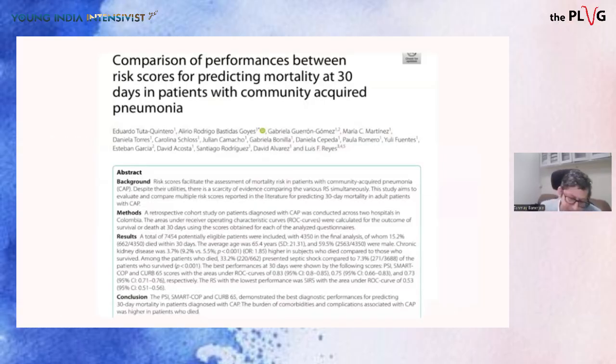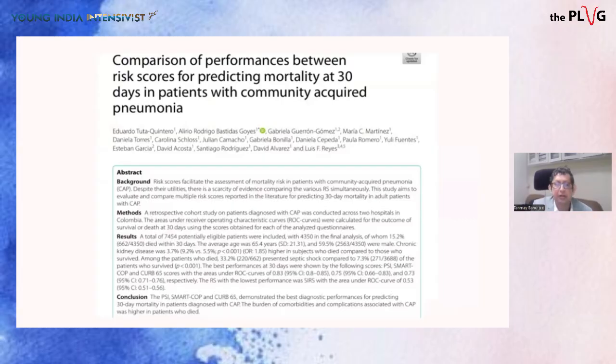So there have been studies comparing these different scoring systems, including PSI, SMART-COP, and CURB-65. They are all not the same. They don't serve the same purpose. But PSI and CURB-65 tell you about severity and 30-day mortality, and the need for hospital or ICU admission.